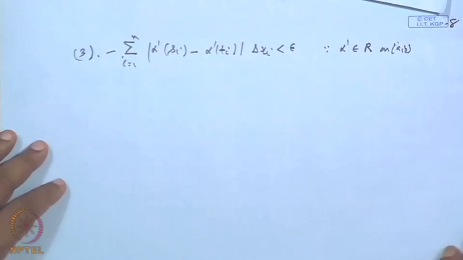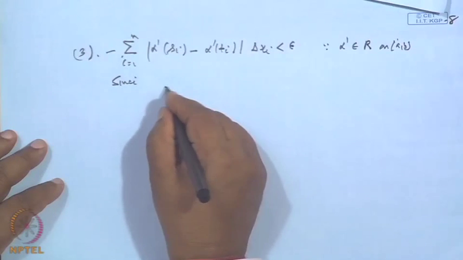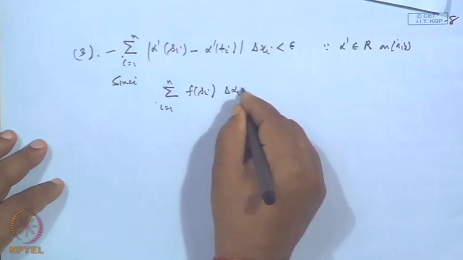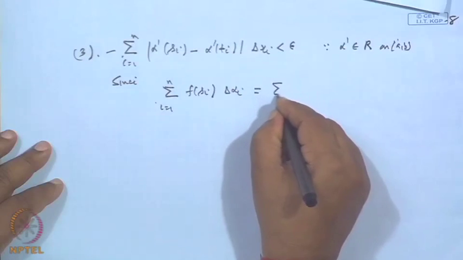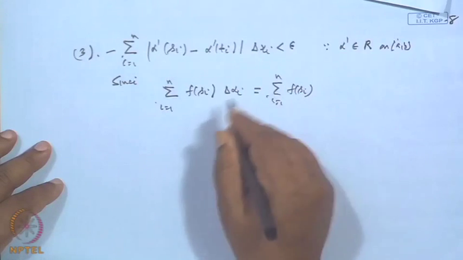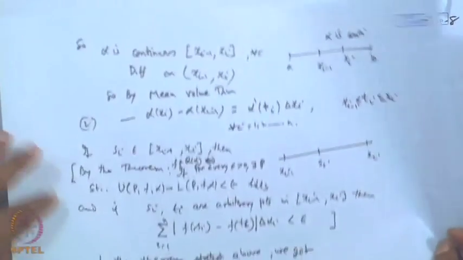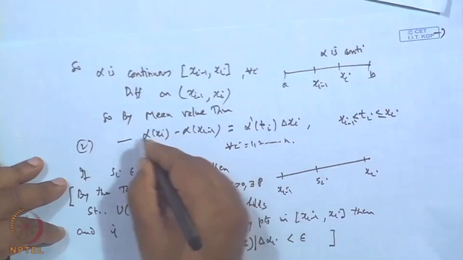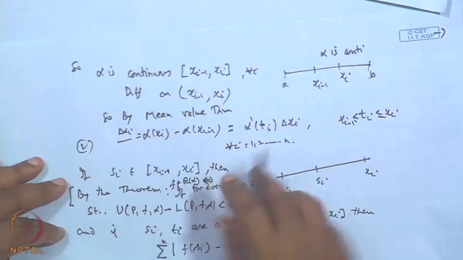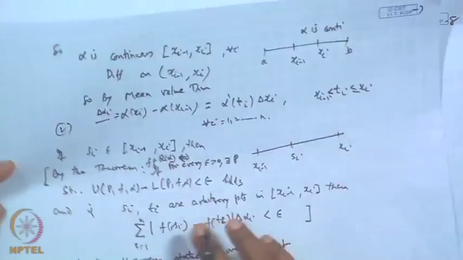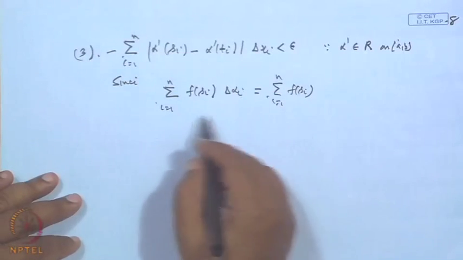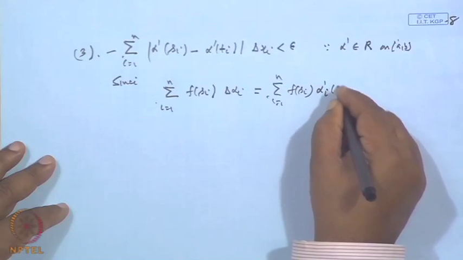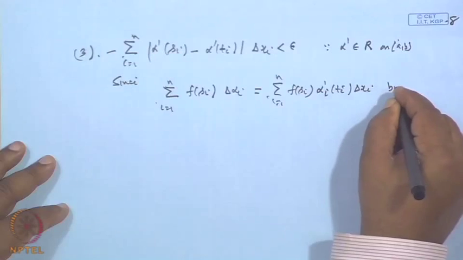Now, the sum over i equal to 1 to n of f(s_i) delta alpha_i, what is this? We have already proved it in the second. This delta alpha_i is nothing but alpha dash(t_i) delta x_i. So, by using the second, we can say this is equal to the sum of f(s_i) alpha dash(t_i) delta x_i.